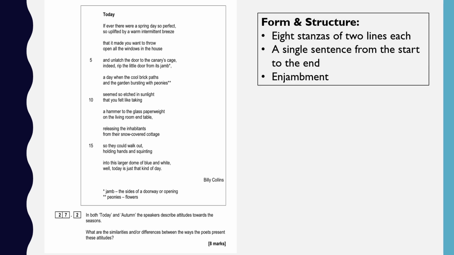So again, first thing I do, form and structure. This poem has 8 stanzas of 2 lines each, couplets. A single sentence from the start to the end. The only full stop is at the very last bit. It's enjambment, continuous enjambment. Okay?